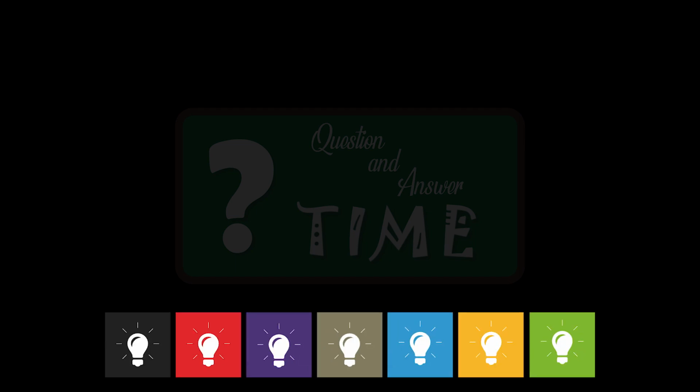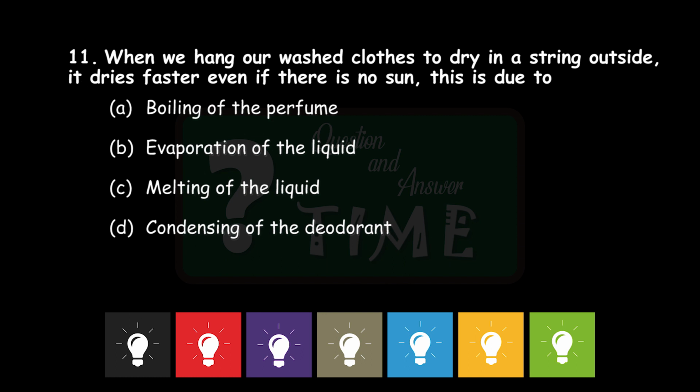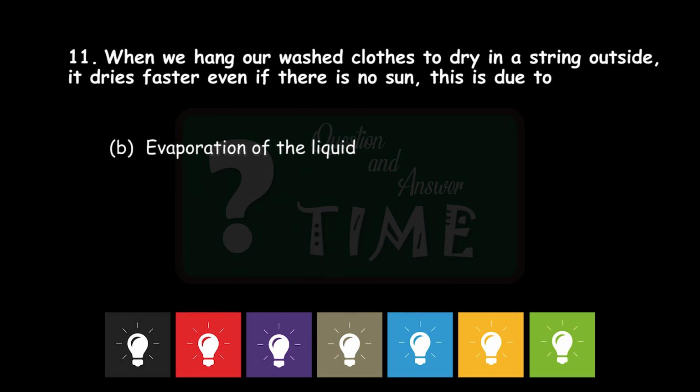Question number 11. When we hang our washed clothes to dry in a string outside, it dries faster even if there is no sun. This is due to option number A. Boiling of the perfume, B. Evaporation of the liquid, C. Melting of the liquid, and D. Condensing of the deodorant? Well, the answer is option number B, evaporation of the liquid.